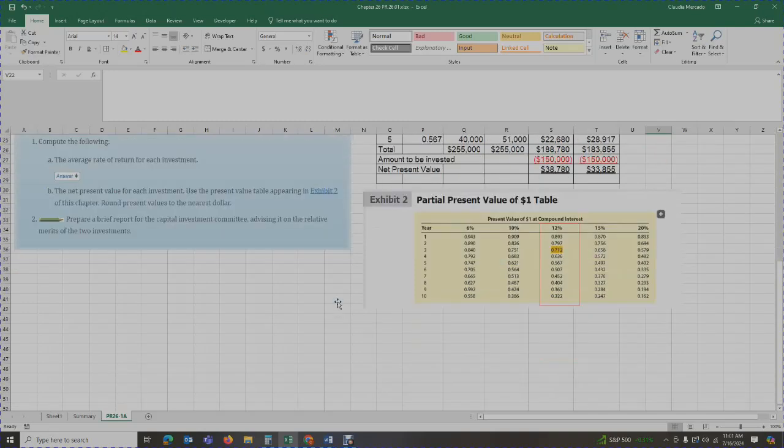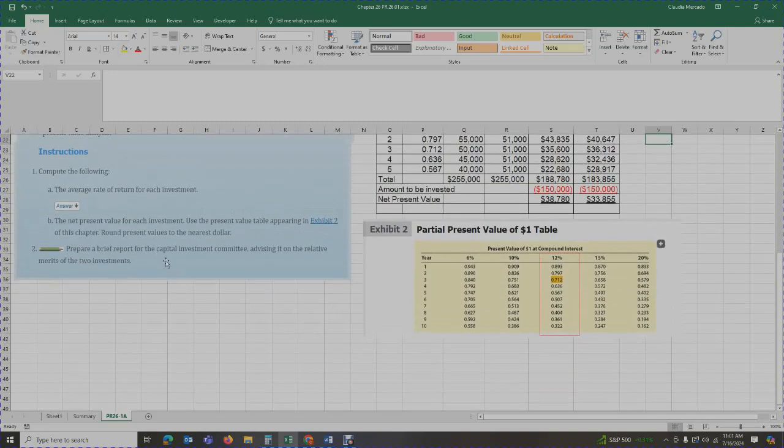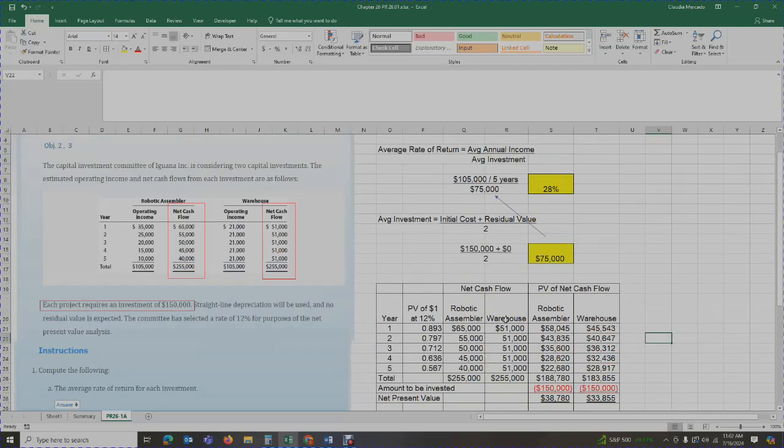Now, requirement 3. Prepare a brief report for the Capital Investment Committee advising it on the relative merits of the two investments. The report to the Capital Investment Committee can take many forms. It just depends how you type it out or report the information. But at a minimum, each of the reports should point out that both projects offer the same average annual rate of return. The average annual rate of return for both projects is 28%.